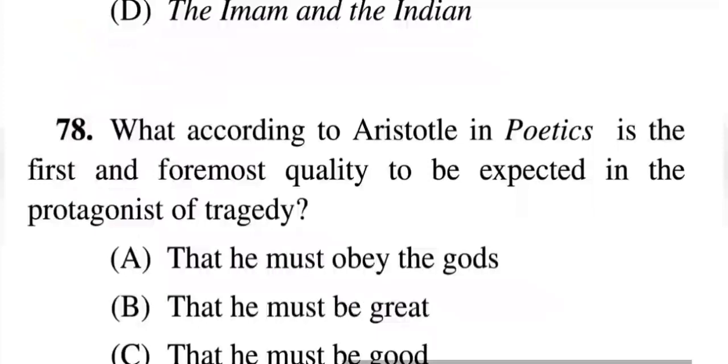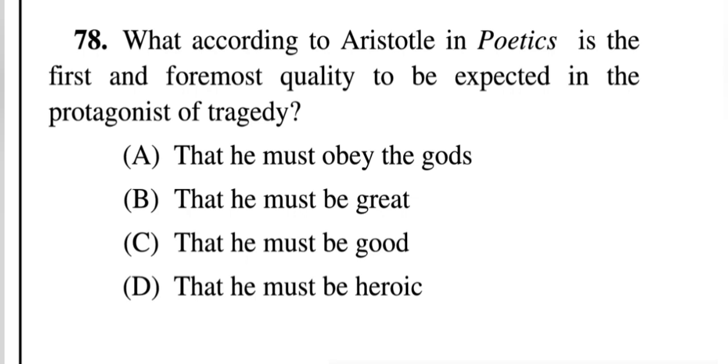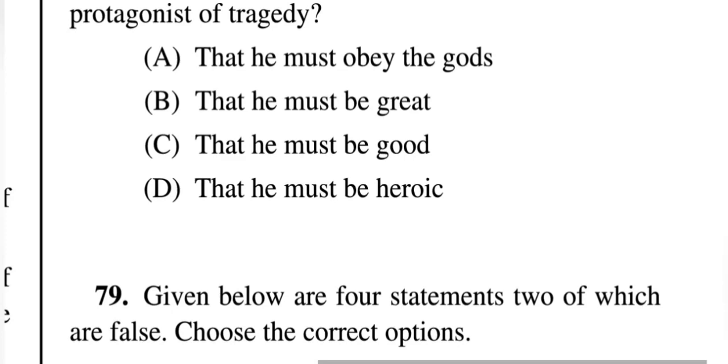Next, what according to Aristotelian poetics is the first and foremost quality to be expected in the protagonist of tragedy? What, according to Aristotle in Poetics, a famous work you must read, is the first and foremost quality to be expected in the protagonist of tragedy? That he must obey the gods, that he must be great, that he must be good, that he must be heroic. What is the correct answer? Correct answer of this question is C, that he must be good. Let's move on to the next question.